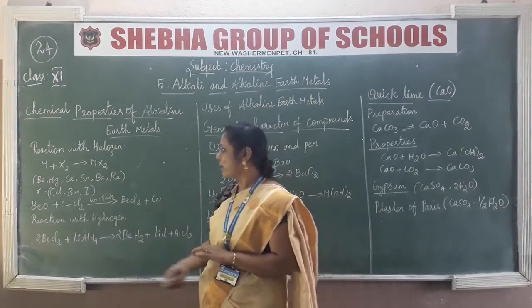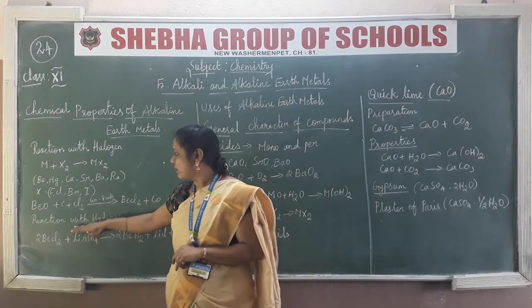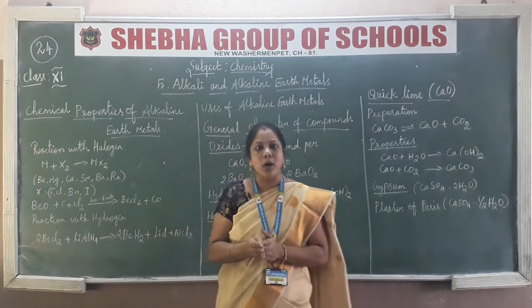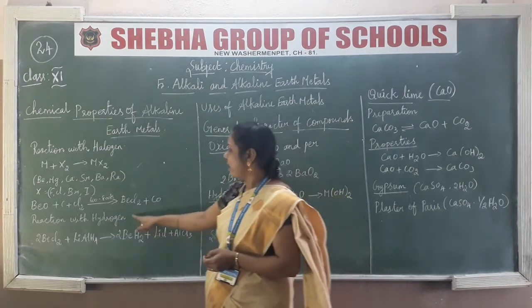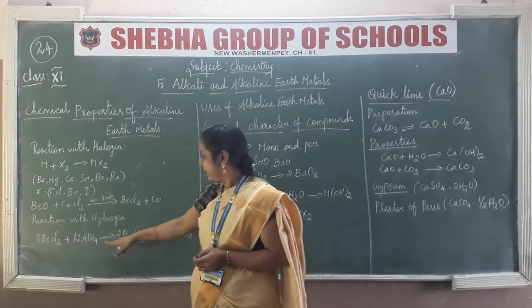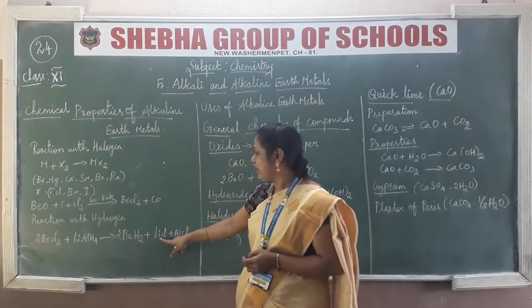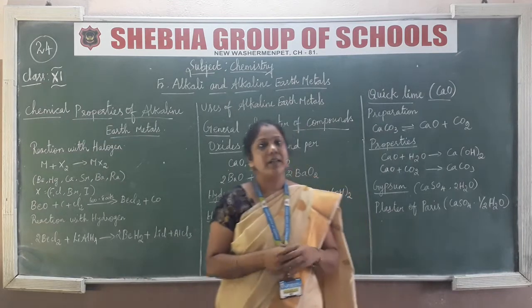Coming to hydrogen, it reacts with so many compounds, but now we learn the small things. Beryllium dichloride reacts with lithium aluminum hydride, so we get beryllium hydride, lithium chloride and aluminum chloride. So this is the main thing for the hydrogen reactions.